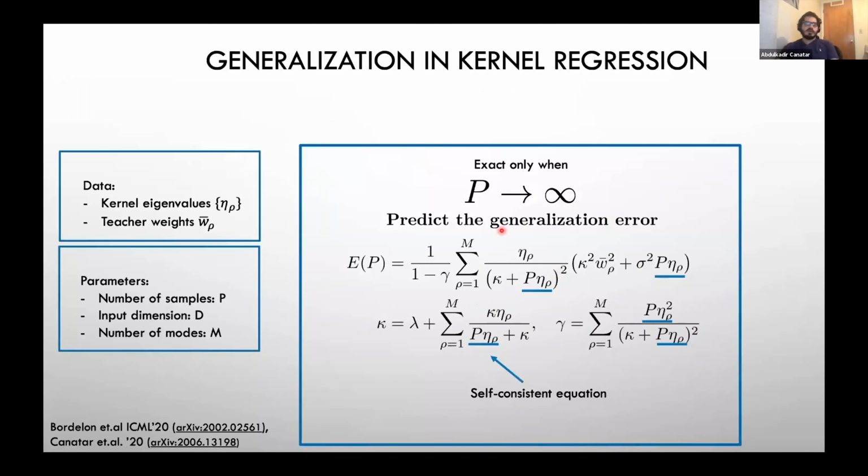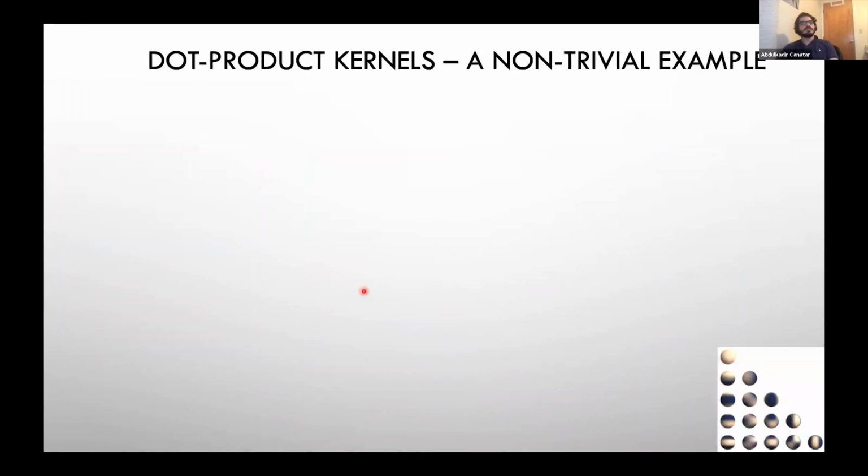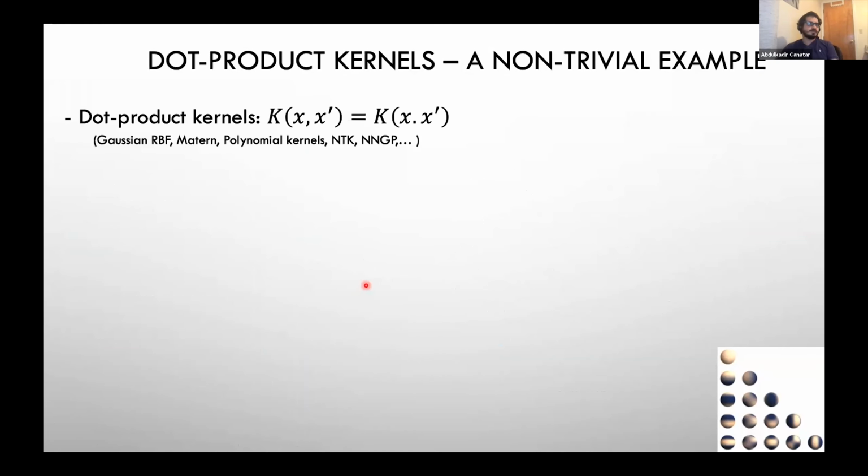So if I want to obtain a non-trivial result here, I need to first of all observe that there is this combination P times zeta rho, my eigenvalues. If I somehow find my eigenvalues scaling inversely proportional to P, then I can obtain a finite, non-trivial generalization error, and I would be done. This can be achieved in dot product kernels, which is a really generic class of kernels, where the kernel only depends on the inner product of two inputs, such as Gaussian, RBF, or NTK.